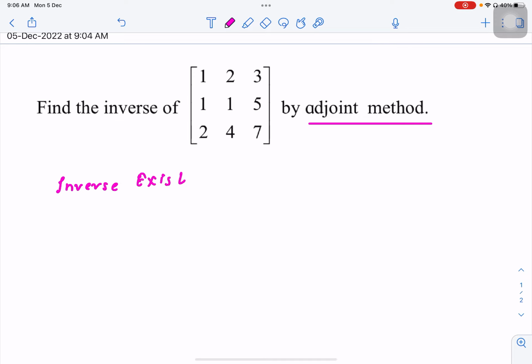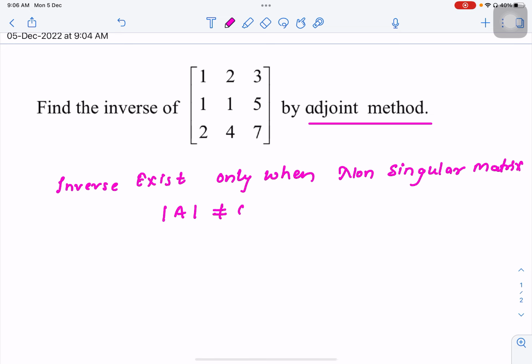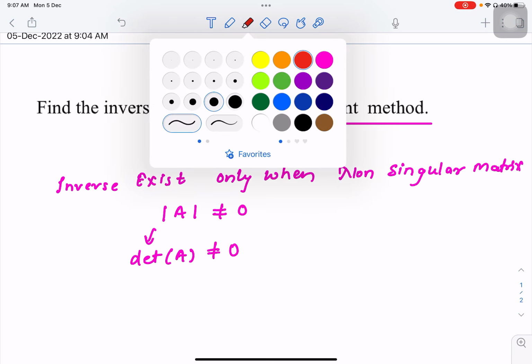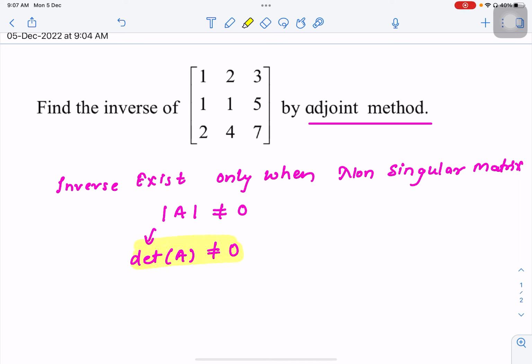The inverse of any matrix, any square matrix, exists only when it's a non-singular matrix. Non-singular matrix का मतलब क्या होता है? The determinant of that matrix, let's say the matrix is A, is not equal to 0. This is a very important criterion for having the inverse. Determinant A should not be equal to 0. If the determinant is 0, then we cannot have the inverse of that matrix.